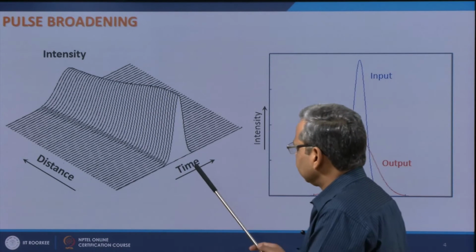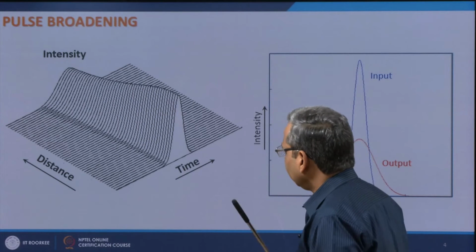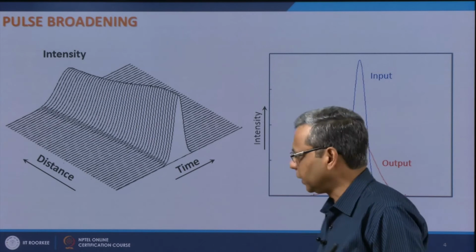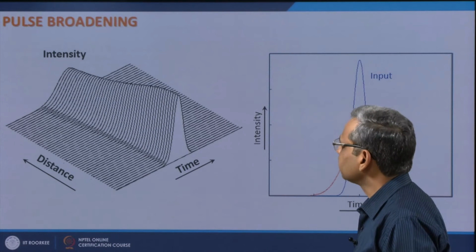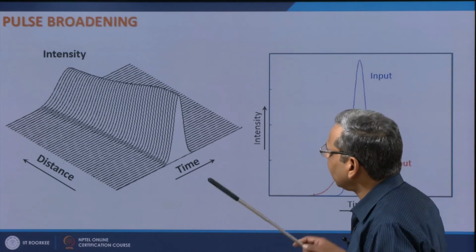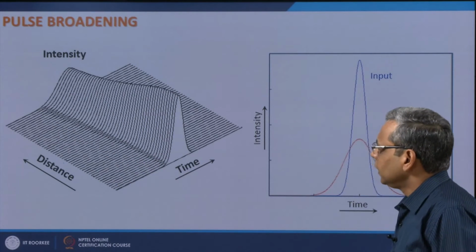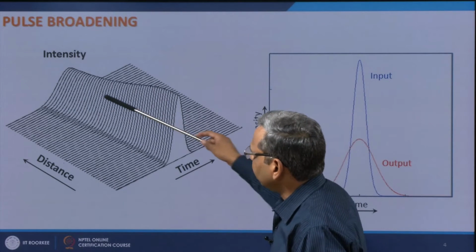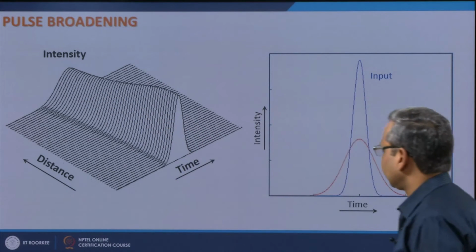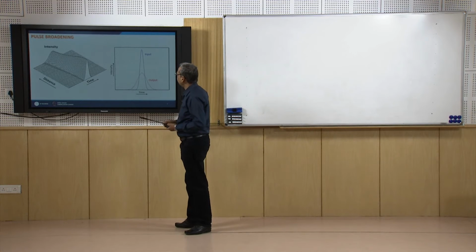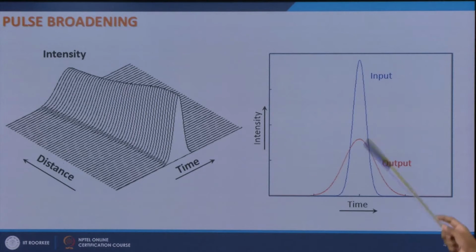So this is the intensity of the pulse. If I launch an unchirped pulse at z equal to 0 at the input end of the fiber, and I see how it evolves along the length of the fiber, then I see that it will get broadened. If I capture this pulse at z equal to 0 at the input end and z equal to L, that is the output end, then it would look like this.